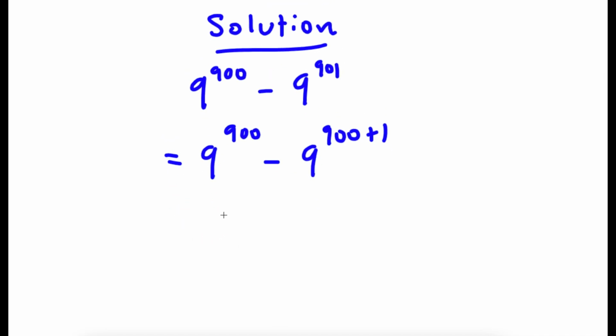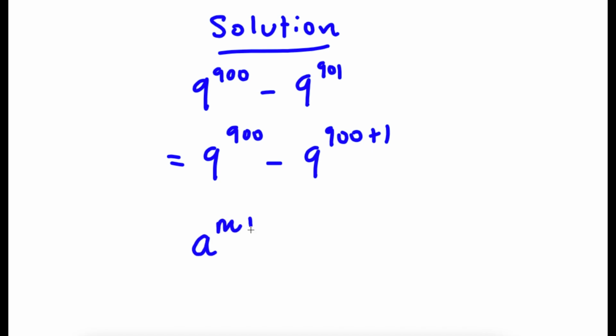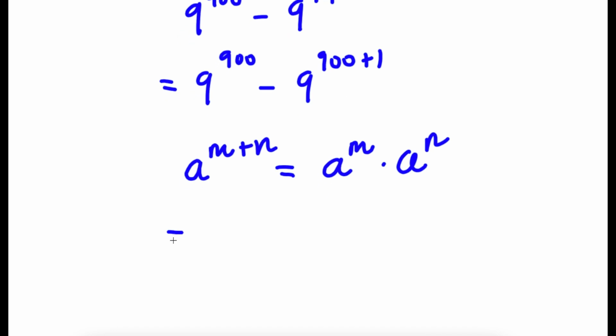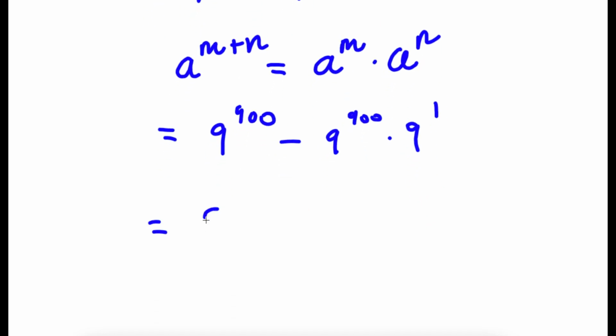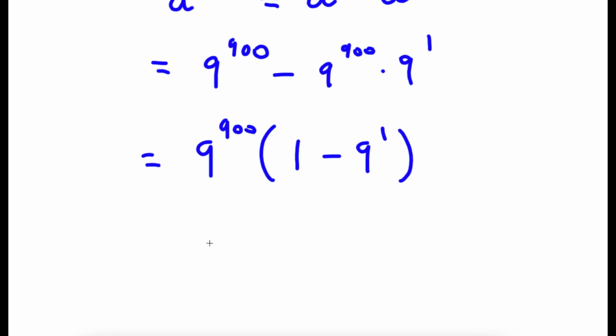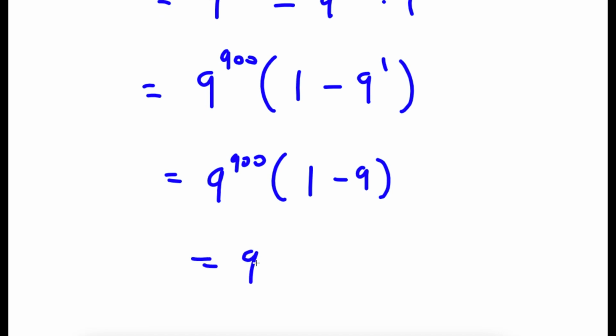And now if I have something in the form a to the power of m plus n, this is equal to a to the power of m times a to the power of n. So 9 to the power of 900 plus 1, that's going to equal 9 to the power of 900 times 9 to the power of 1. Now if I factor 9 to the power of 900, I have 9 to the power of 900 times 1 minus 9 to the power of 1. So this is equal to 1 minus 9, which is equal to 9 to the power of 900 times negative 8.